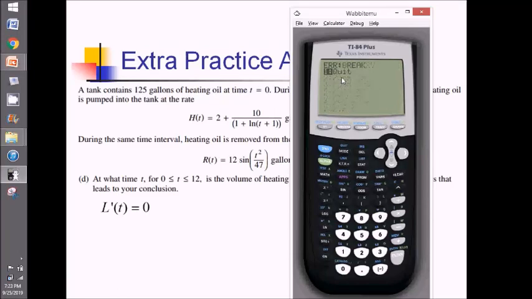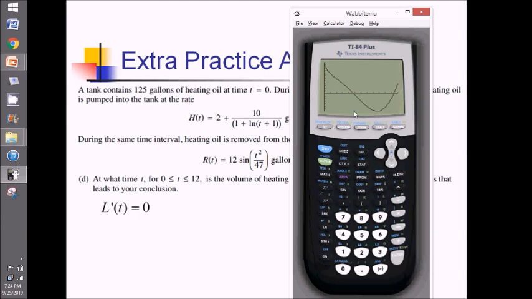And actually, before I do that, let me go back to my y equals. I'm going to deselect these other rates of change because I don't really want to see them. All right, now let's try zoom 0. See what we come up with. So here we are going from 0 to 12. This is just L prime of t now. And we see that we've got, let's see, 1, 2 zeros here. So let's go ahead and take a look at these.